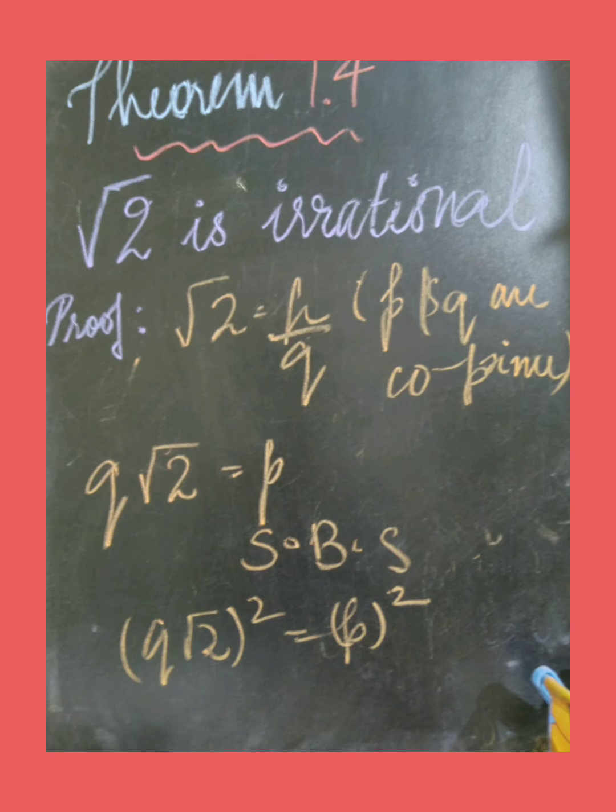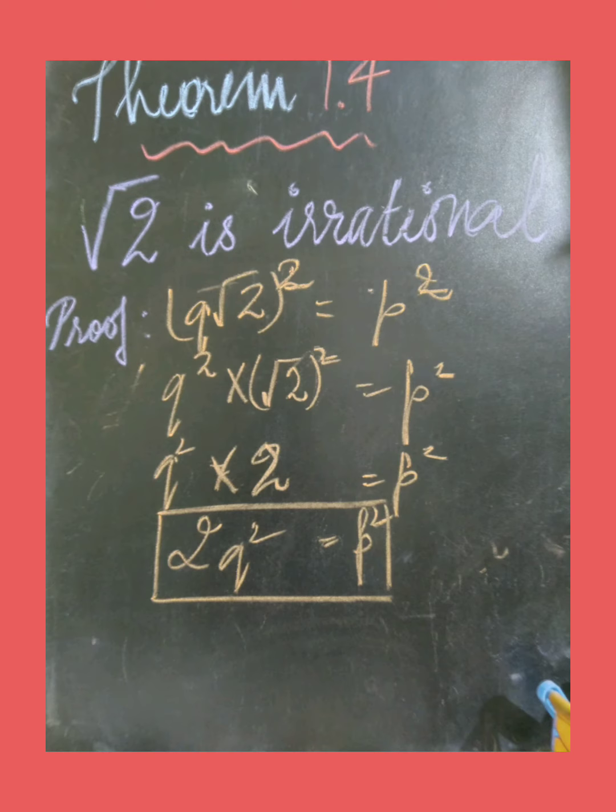So root 2 is equal to P by Q. We can write this because root 2 is rational, we have assumed that, and P and Q are co-prime. So I can take the Q that is in the denominator and multiply it on that side. So I can write Q root 2 is equal to P. Now we have to square both sides. So (Q root 2) square is equal to P square. That gives Q square into root 2 square is equal to P square, or 2Q square is equal to P square. I have got it.